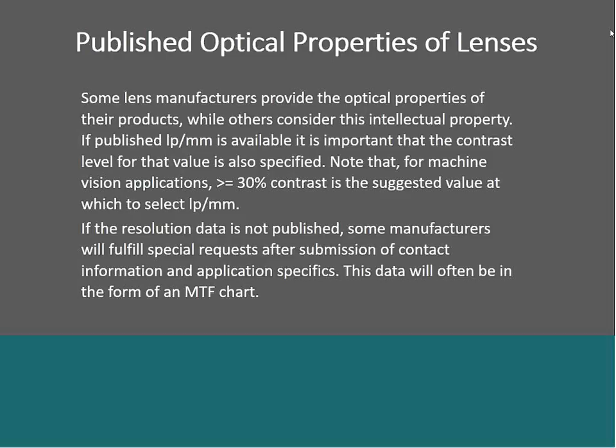When you're looking at the optical properties, they'll send you what's called an MTF chart, and we'll get into it in a minute. We're going to look for about 30% contrast or better. And again, these lens manufacturers will make that information available if you ask for it.